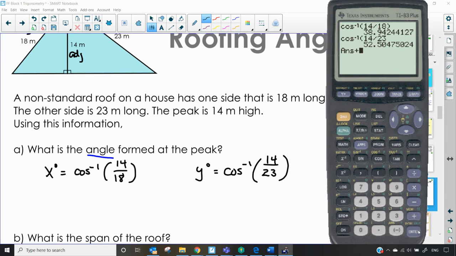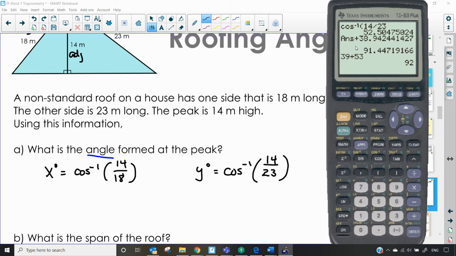So I'll hit plus 38.942, which gives me 91 degrees. Now, if I had used my rounded values of 39 degrees plus 53 degrees, notice I would have got 92. So this is an example where rounding early and then using those rounded values would lead to a wrong answer.